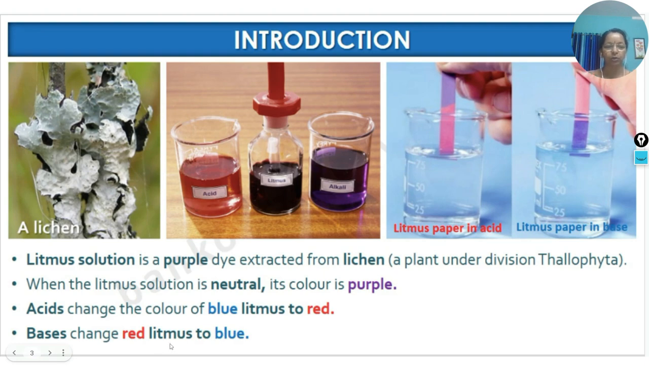So how to remember that? Acid red, base blue. Acid red, base blue. The litmus color of acid is red, whereas the litmus color of base is blue. Acid red, base blue. That is the way you can remember it.